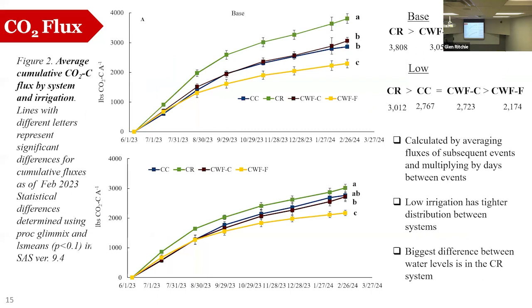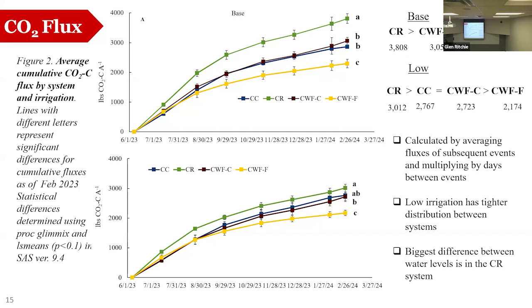This graph will be looking at cumulative carbon dioxide emissions in pounds of carbon per acre. So the way we calculate these is you average the flux between two measurement days, and then you multiply that by the number of days between the two events. Up here are going to be the actual numbers on the four systems. So in the base, our highest emitter was the rye system at about 3,800 pounds of carbon emitted from June to February. And then in the low, it's going to be about 800 pounds less.